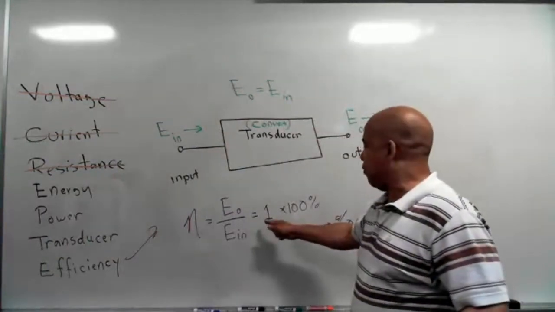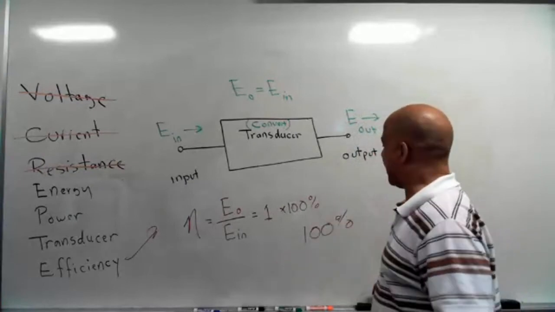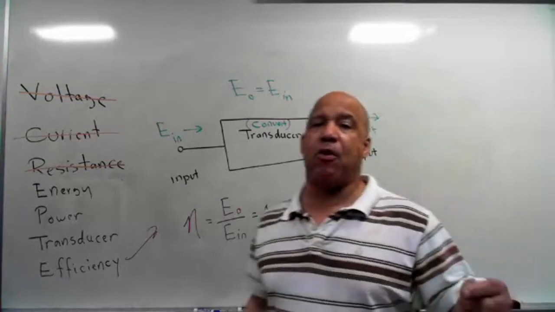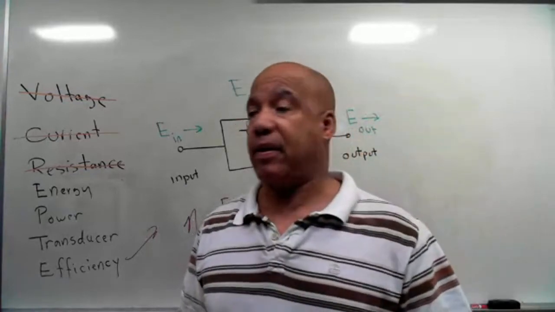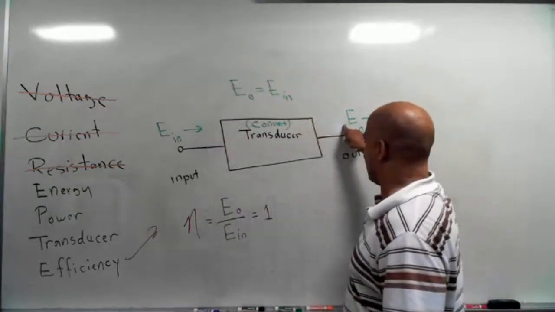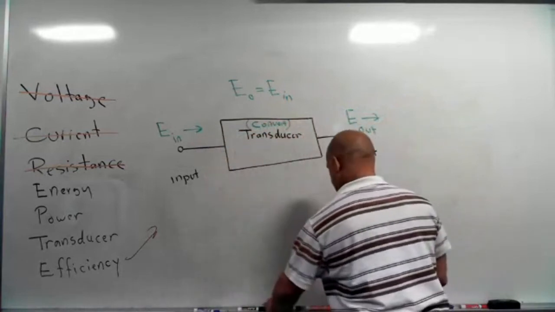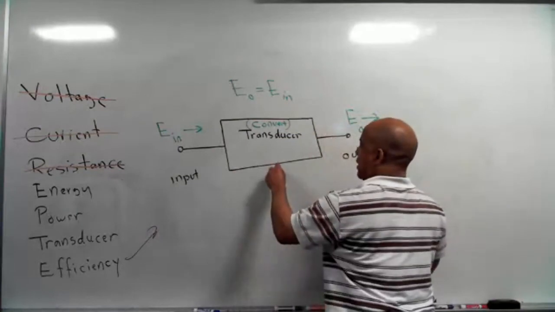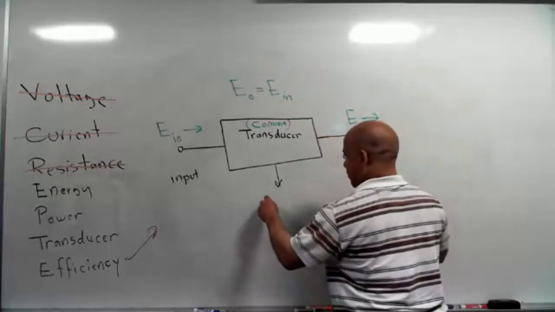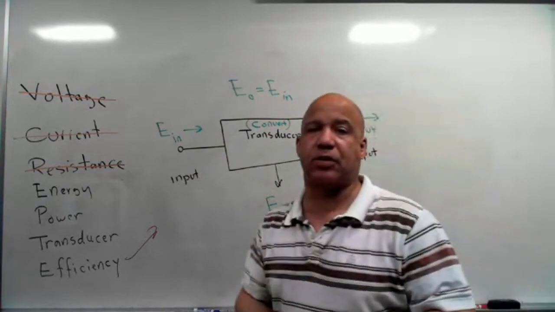Now, will you ever get 1 for efficiency or 100% efficient? The answer is no. It's impossible to get 100% efficient or an efficiency of 1. So what we strive for is to get as close to 1 as I can. Now, what happens in this system, energy flows into the system, energy flows out of the system, but there's always going to be energy loss. In any transducer there is going to be energy loss.